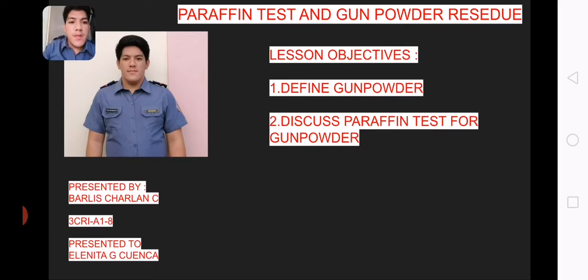Lesson Objectives. Number 1, define gunpowder. Number 2, discuss the paraffin test for gunpowder.